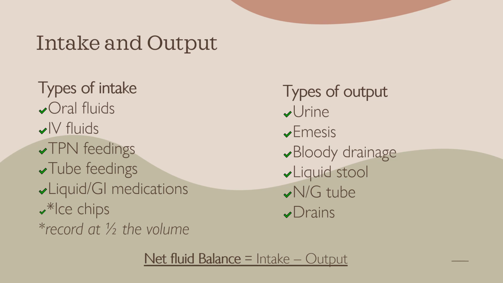Output is anything that leaves the body. This would include urine, emesis, bloody drainage, liquid stool, nasogastric drainage, and anything that comes out of drains. The net fluid balance is taking the intake and subtracting the output. And this may be a negative number if they had more output than input.